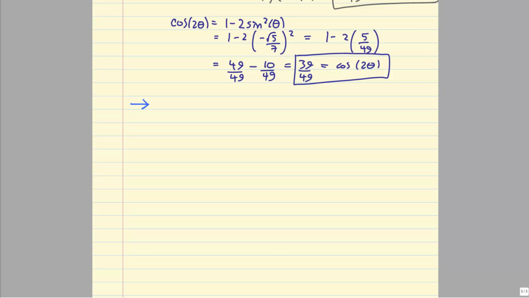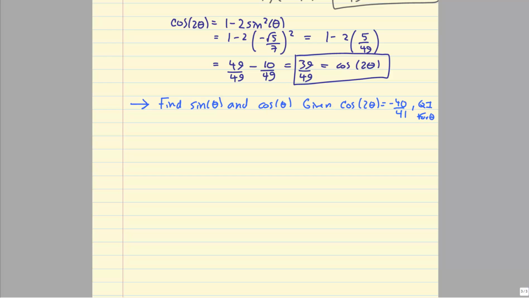Okay, so let's do a similar problem to that. In this one it says use the functions to find sine theta and cosine theta, given, and I think we can fit this here, cosine 2 theta is equal to negative 40 over 41, and I'm in quadrant 1 for theta.